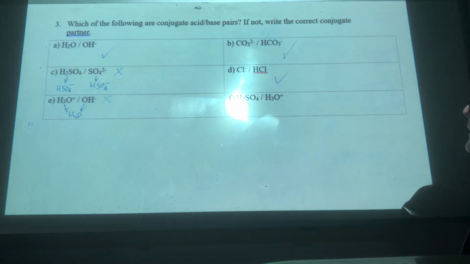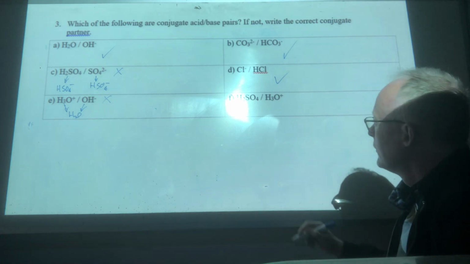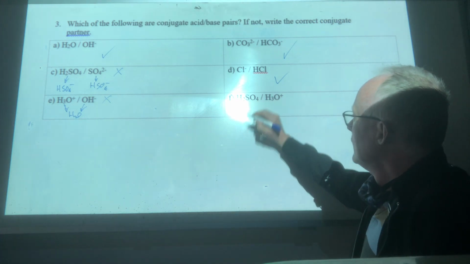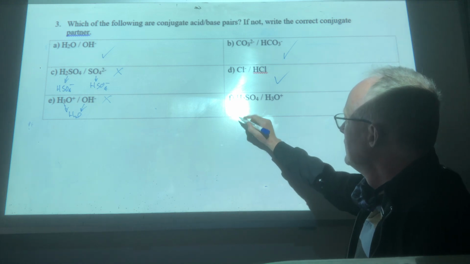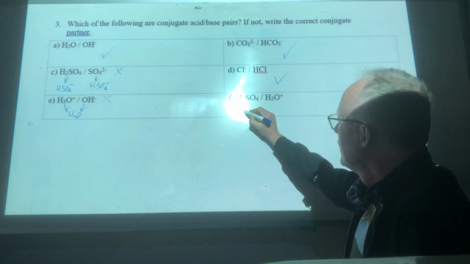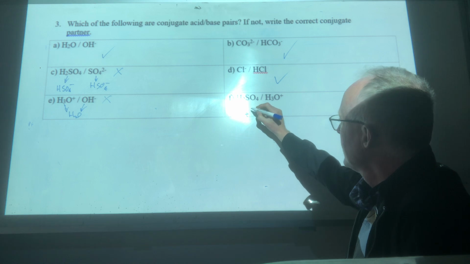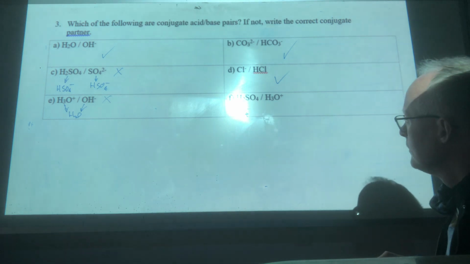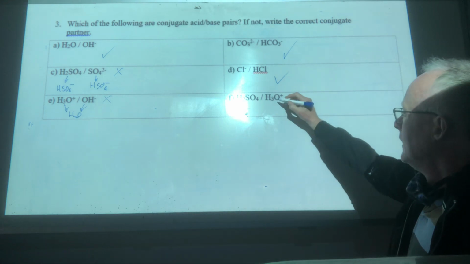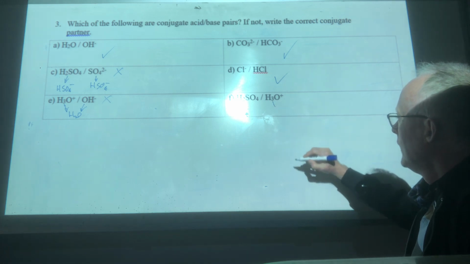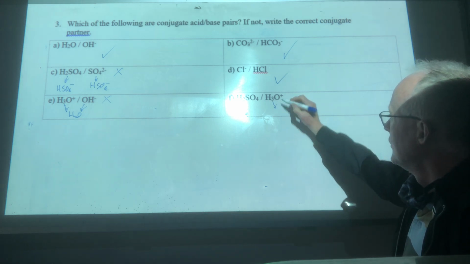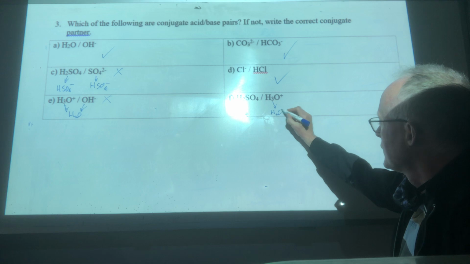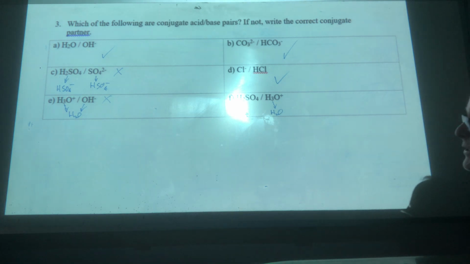F, well, of course that can't be a conjugate acid-base pair because they're completely different chemicals. What are their correct conjugate partners? The only thing that sulfuric acid can do is lose a proton, turn into hydrogen sulfate, or H3O plus, the only thing it can do is lose a proton, turn into a conjugate base, which is water.